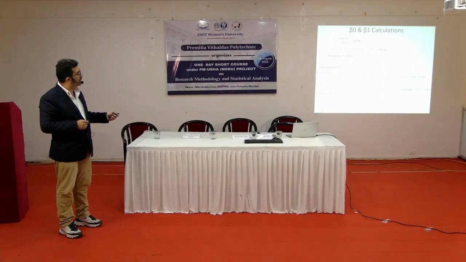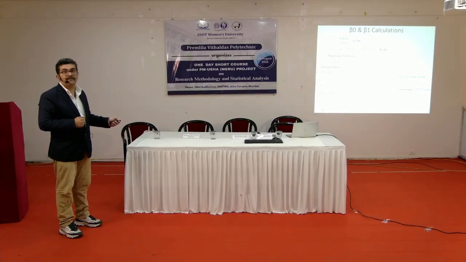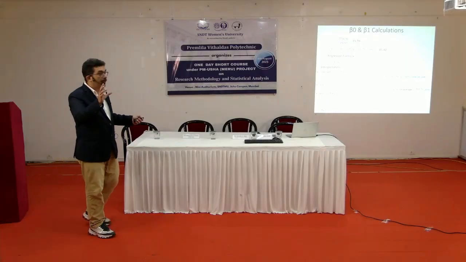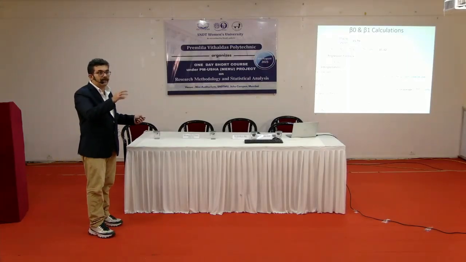And beta 0 is y bar minus beta 1 x bar. Y bar is the mean value of the y column which we have to calculate, and beta 1 we have just calculated. X bar is the mean of the x column. Then you substitute all the values and you get beta 0 as 45.42. Now this was the analytical part. Let's come to the conclusion, which is very interesting.